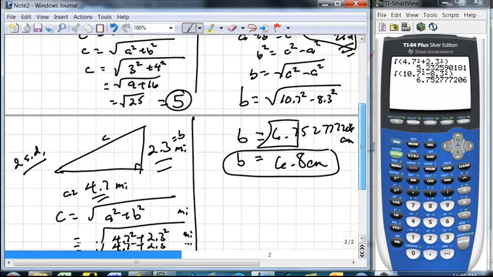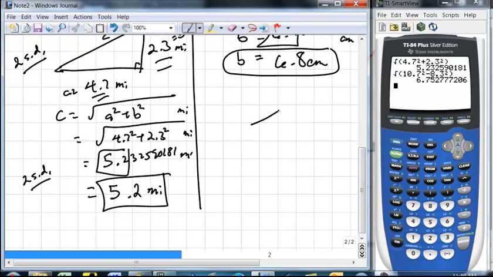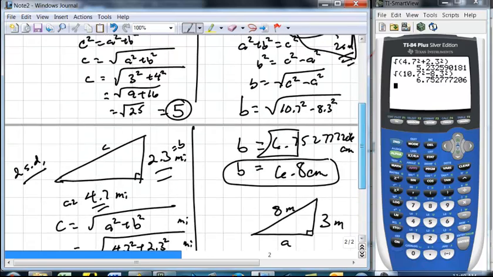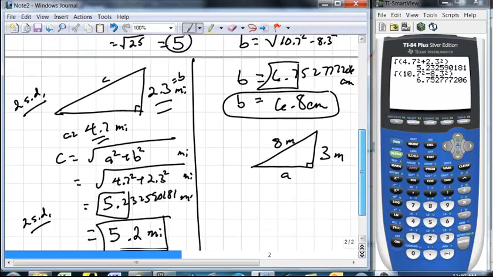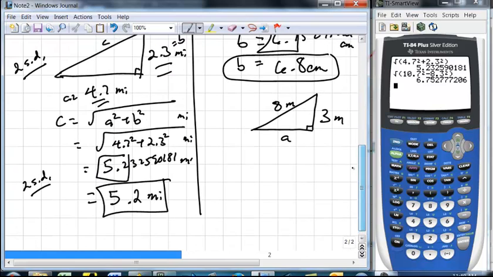One more example. Suppose you know the hypotenuse is 8 units, meters, and we know this one is 3 meters. What is this side here? And we also have to know that's a right triangle. If this is not a right triangle, then the Pythagorean theorem doesn't work. Got to be a right triangle. So go ahead and work this one out yourself. Press pause now. Okay, we're back.